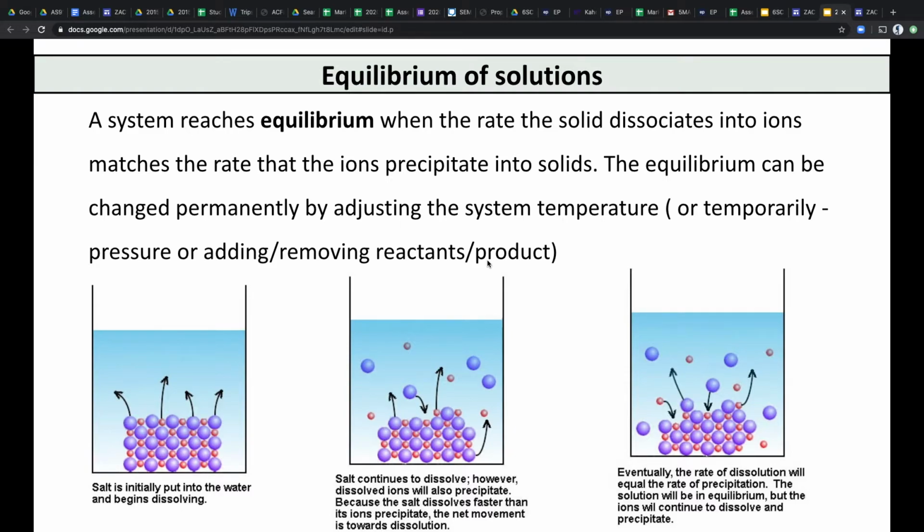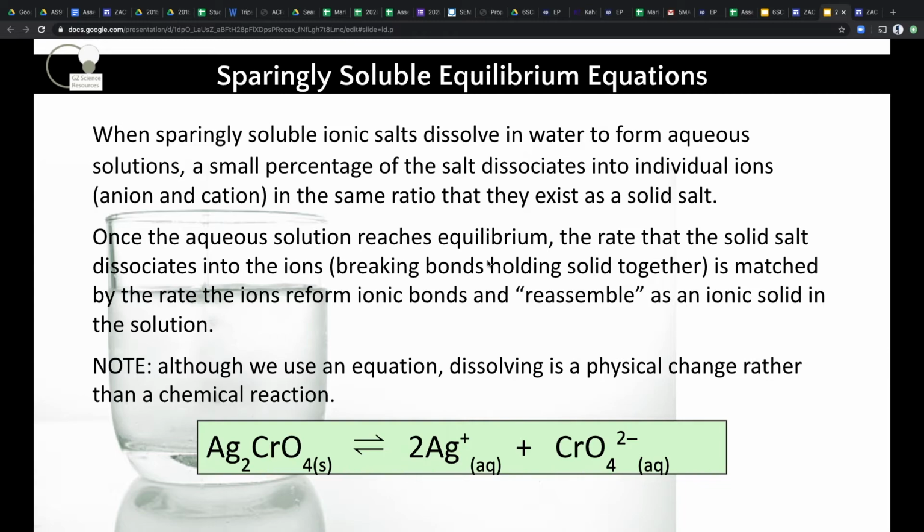And we say that this is a physical change. This isn't a chemical reaction happening. It's not reacting with water molecules. It's simply dissolving. And dissolving is a physical change. Cool. So we know that a small portion of these solids will actually dissolve. We say sparingly soluble, sparingly meaning just a little bit. So that's what we're going to look at today.